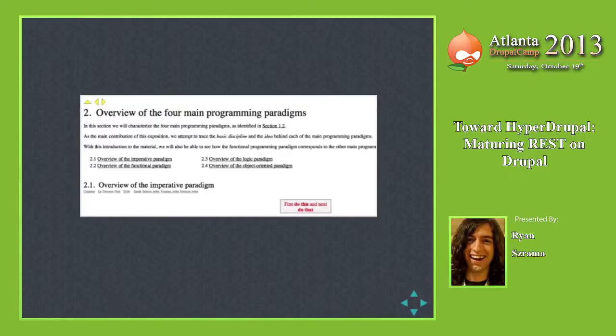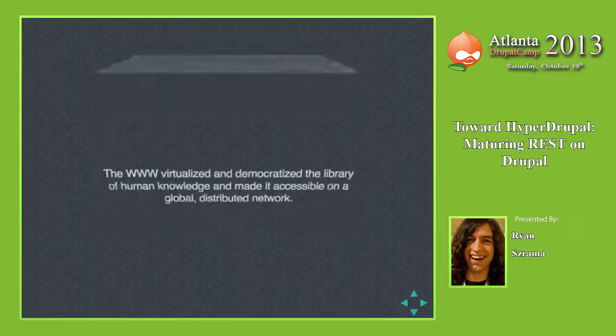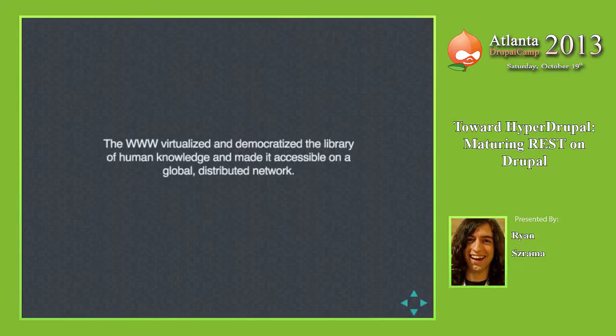Okay, where we're going with this context information, of course, is that this same kind of thing can actually drive your REST APIs, your interaction between REST clients and REST servers, and the kinds of sites that you're going to build once you get to Drupal 8 and need to start talking between websites. So what's happened here, of course, is that the World Wide Web has virtualized and democratized the library of human knowledge, and it's made it accessible in this global distributed network. Great, it's so amazing and so fun to think about. But it didn't stop there.